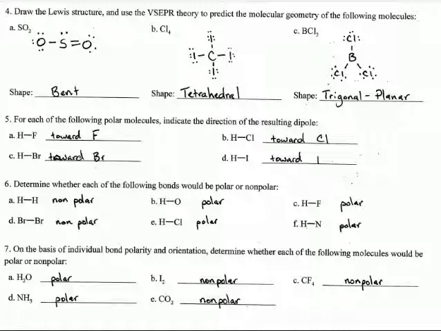Iodine, that's just two iodines bonded to one another. It's a straight across bond. That's going to be nonpolar.